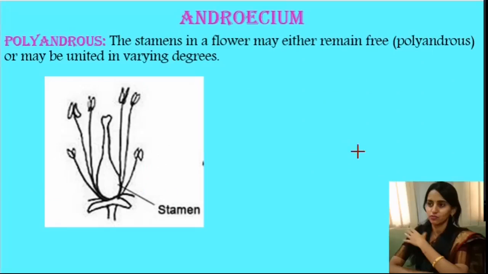The third term is polyandrous. Stamens in some flowers either may remain free or may be united in varying degrees. When the stamens remain free, that condition is known as polyandrous. You look at this image. This is the carpel or gynoecium, I can say. And the remaining, these are stamens here, and these stamens are free. Such a condition is known as polyandrous.